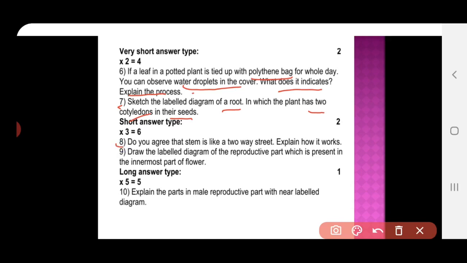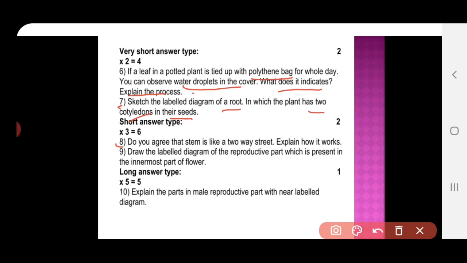Eighth question, do you agree that the stem is like a two-way street? Explain how it works. Yes, I agree that the stem is a two-way street because it carries water and food. Water it carries in one direction, okay, only in the upward direction. But food which is prepared in the leaf travels in both directions, okay, both upside and downside, because it has to be transported to all parts of the plant.